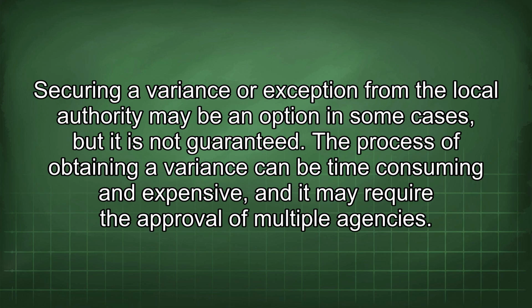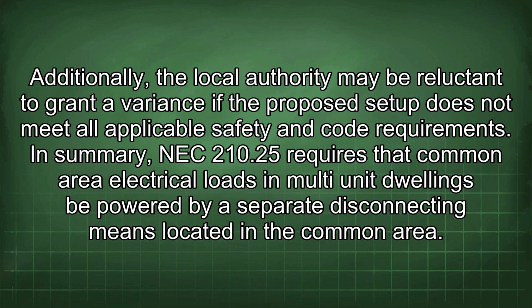Securing a variance or exception from the local authority may be an option in some cases, but it is not guaranteed. The process of obtaining a variance can be time-consuming and expensive, and it may require the approval of multiple agencies. Additionally, the local authority may be reluctant to grant a variance if the proposed setup does not meet all applicable safety and code requirements.